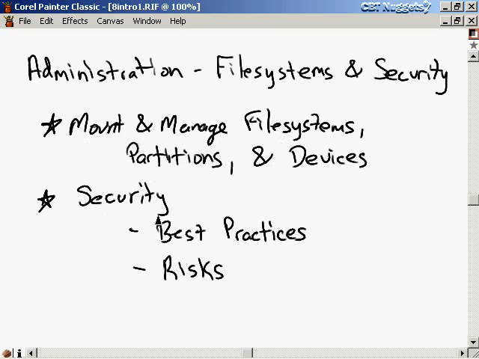And then we'll talk about security in Linux. First we'll talk about best practices. These are techniques that you should employ to maintain good security in your system. And after that, we'll talk about risks. Even if you employ the best practices, there are still security risks in your system, and you should understand what those are before you get started.